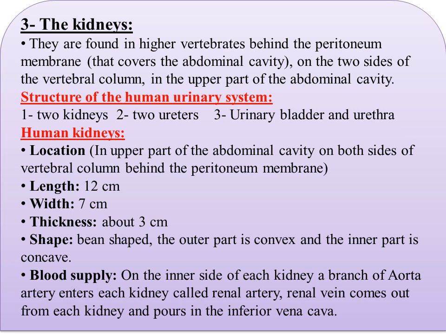About the properties of the human kidneys. The location: we said that they are found in the upper part of the abdominal cavity at the back of our body on both sides of the vertebral column behind the peritoneum membrane. The length of the kidney is about 12 centimeters, its width about 7 centimeters, and thickness about 3 centimeters. About the shape of the kidney, they are bean-shaped. The outer part of each kidney is convex, while the inner part is concave.